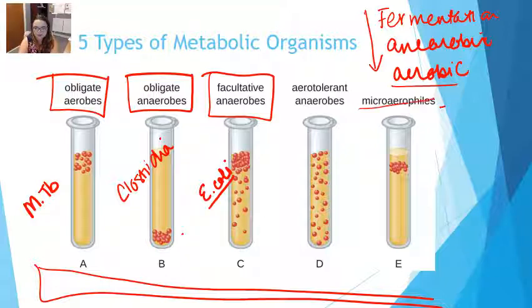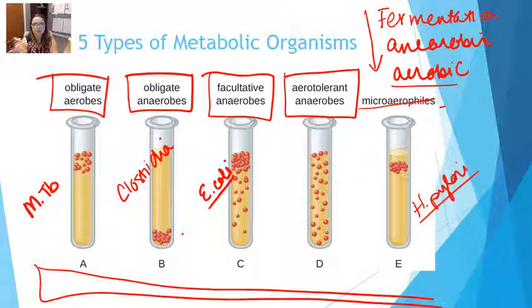Okay, then you have these guys, the microaerophiles. These guys need a little bit of oxygen. Too much is toxic. An organism from this group is H. pylori. We'll learn about this in your gastrointestinal tract. This is actually the cause of almost all stomach ulcers and cancers, and stomach cancers specifically. And it's microaerophilic.